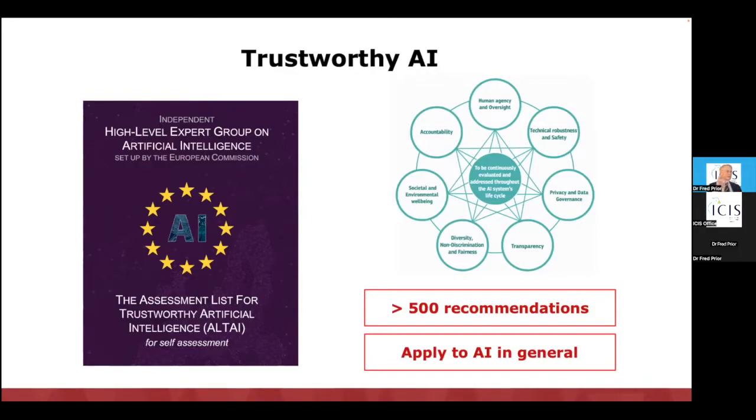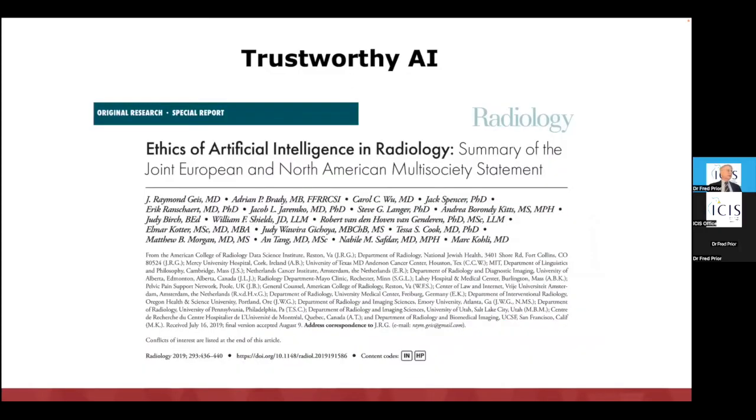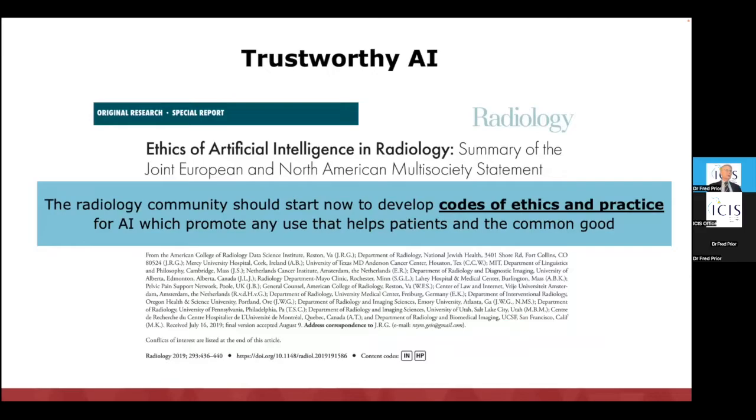So there was also a joint working group that included the Trustworthy AI participants, as well as participants from a number of different European and North American societies. And this was reported in this paper in Radiology. And it focused on a key component of this, which is not the technical component, but rather the code of ethics and practice for AI that's really needed to make sure that we are focused on the common good and that we are not violating patient privacy and the ethical use of patient data, but also that the tools are not going to contain a bias, either implicit or explicit, against a particular community.